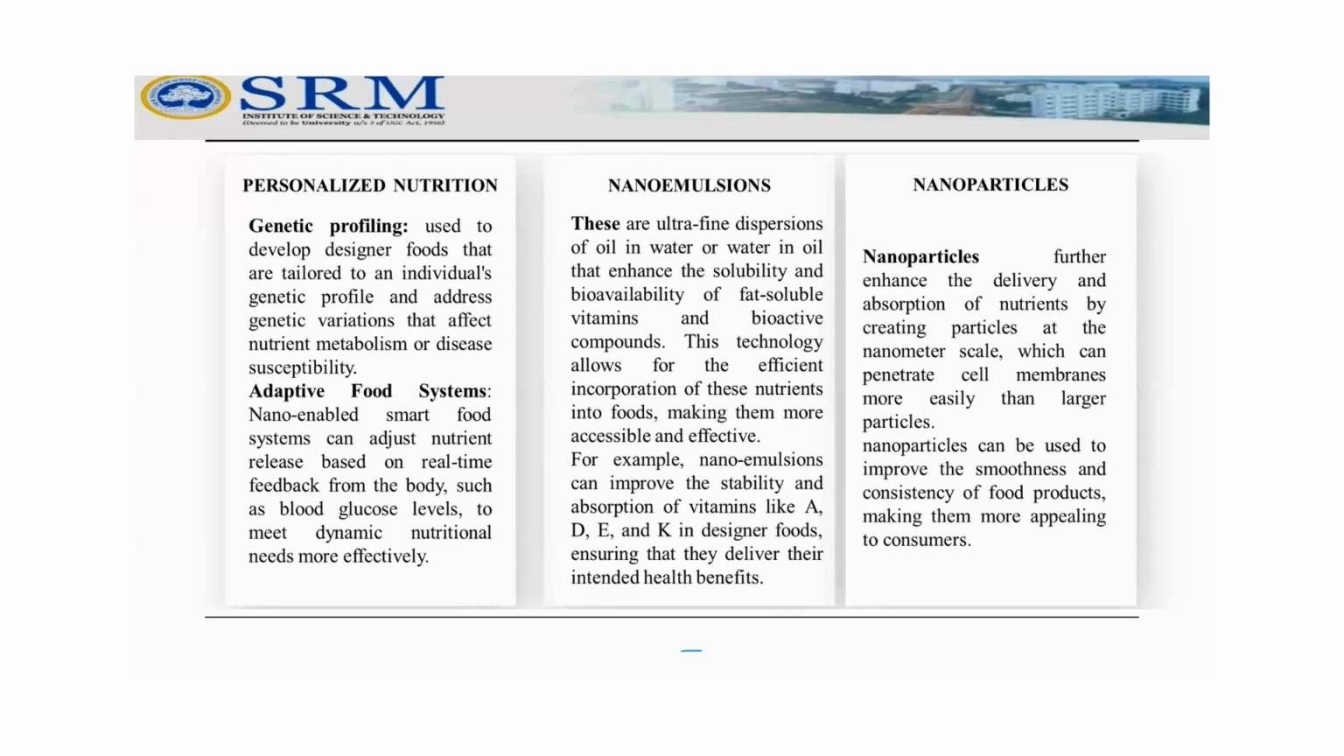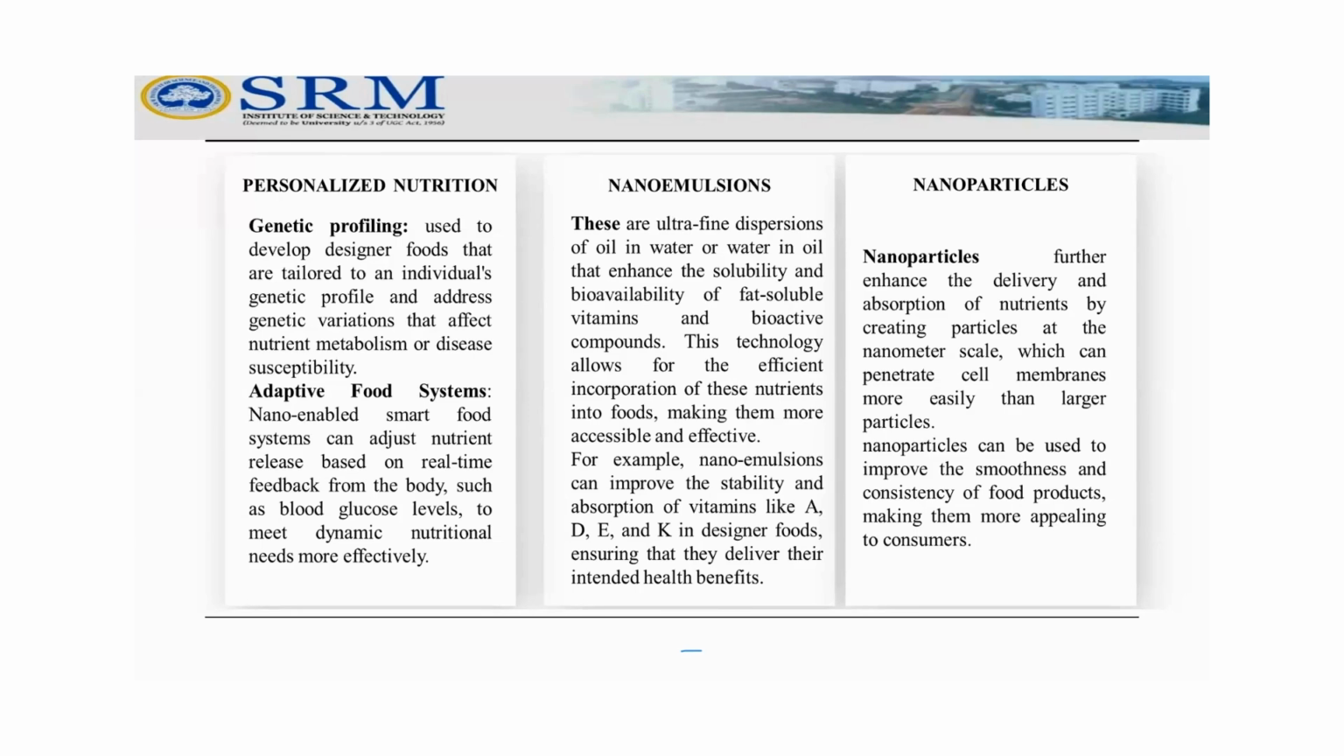Then adaptive food systems, it is nano-enabled food, smart food systems, which can adjust the nutrient release based on real-time feedback from the body, such as blood glucose level, to meet dynamic nutritional needs more effectively. This is another important application.